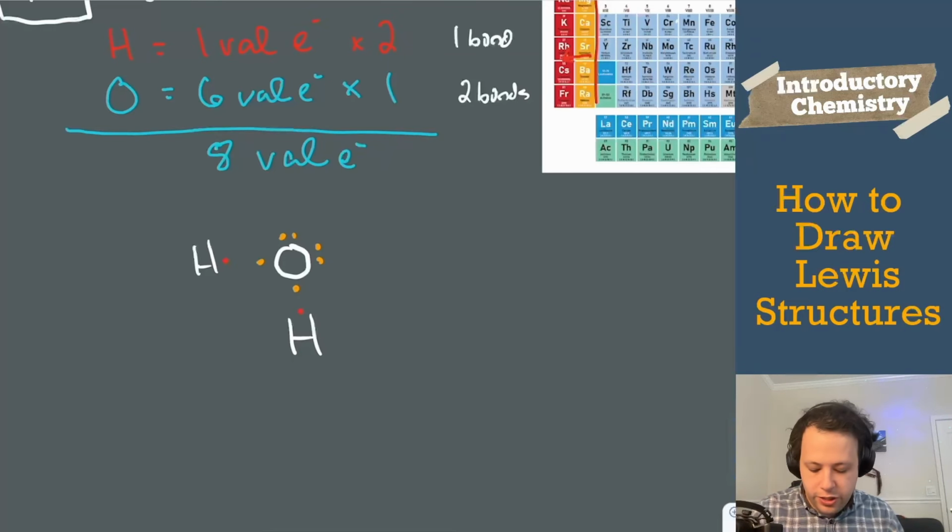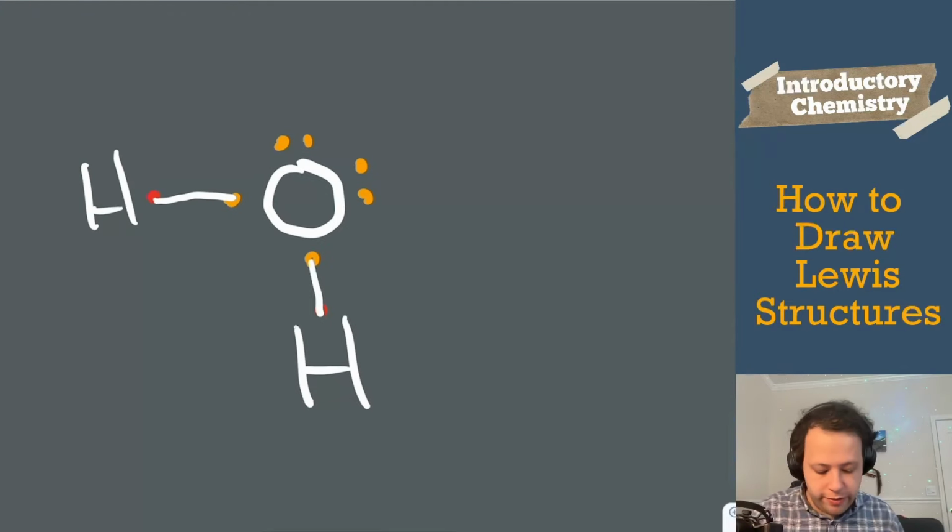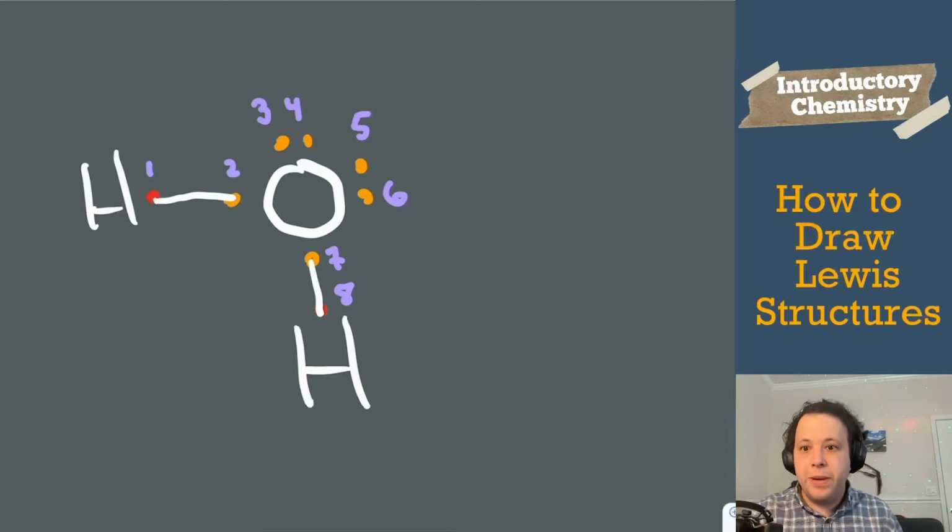And we are going to connect them with a single bond. Now, we want to check, does everything have a happy octet? So with oxygen, how can we count them? If we zoom in here, we can see that it has 1, 2, 3, 4, 5, 6, 7, 8 valence electrons that are being shared with oxygen. So it's happy. Now, what about hydrogen?